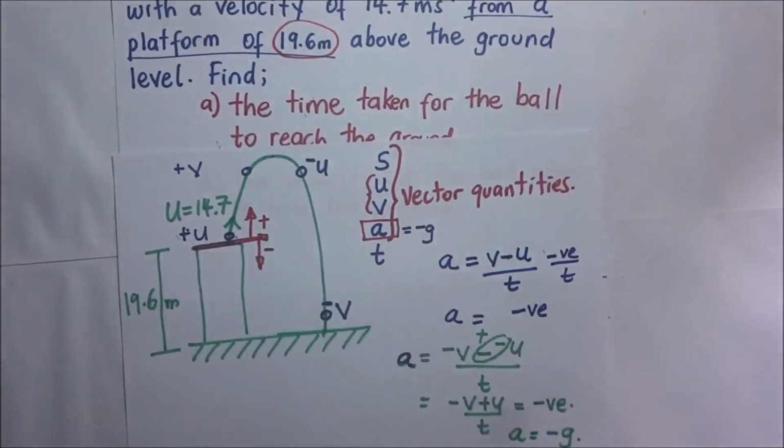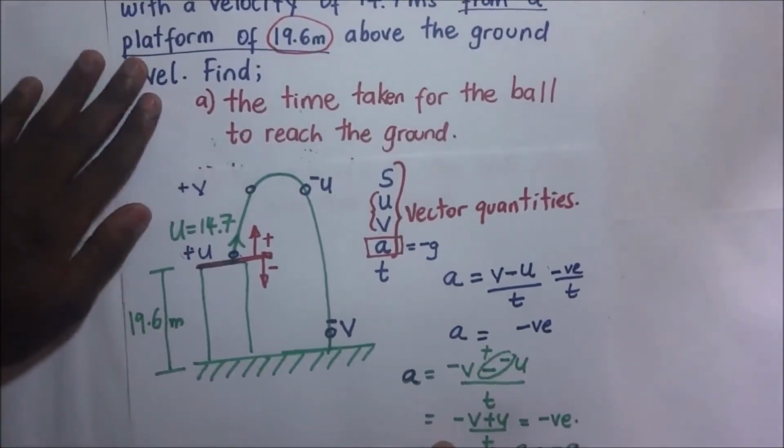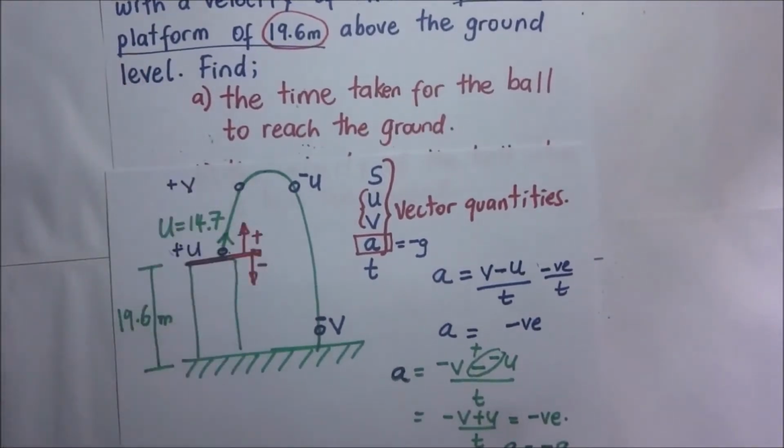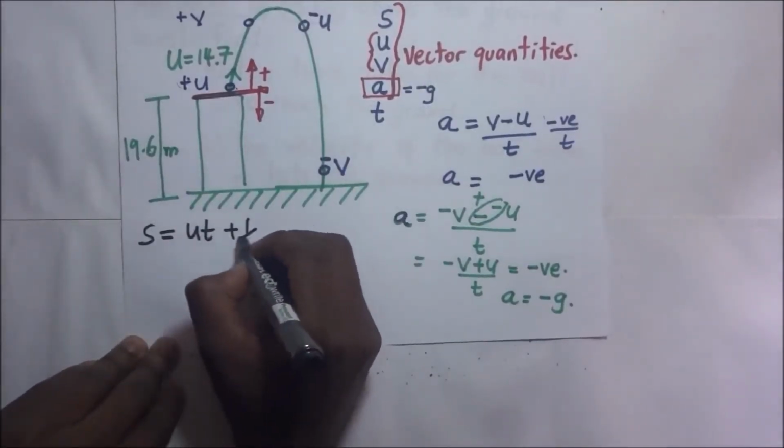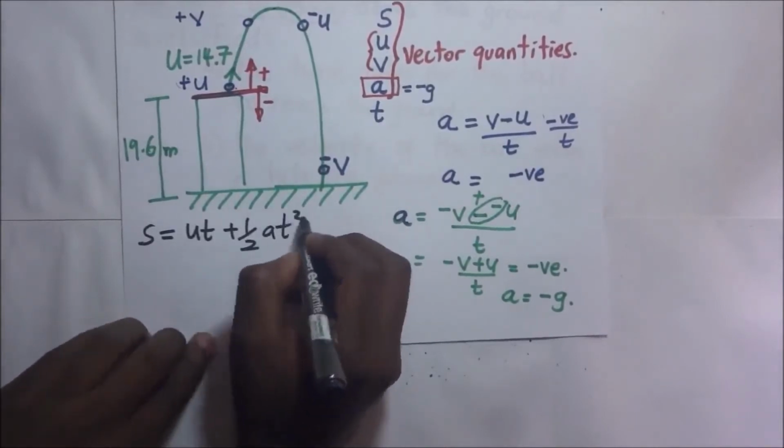Now let's go ahead and start answering this question. The question is saying that the time taken for the ball to reach the ground. So again, we shall be using our equations of motion. It's going to be equal to ut plus a half at squared.